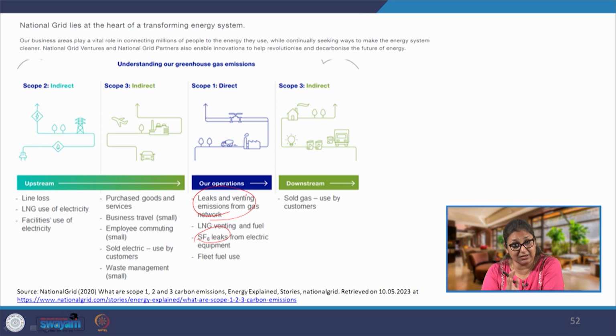That is why it finds a clear mention in the direct emissions, and other than that the fuel use for the transportation fleet and its combustion. So, this is all covered in the direct emissions, but if we look at the upstream, we have the use of electricity for different purposes, business travels, employees commuting, and waste management, waste generation. All this is upstream, and downstream we have the selling of gas, which is their product, and its use by the consumers.